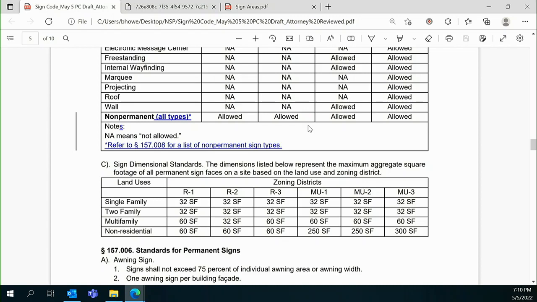Shouldn't that not be allowed then? If we don't allow multifamily in R1, what would be the purpose of even giving them a square footage? They're allowed non-permanent square footage. But there wouldn't be multifamily in R1. No, there wouldn't be multifamily. Right. So that box should be just not applicable.